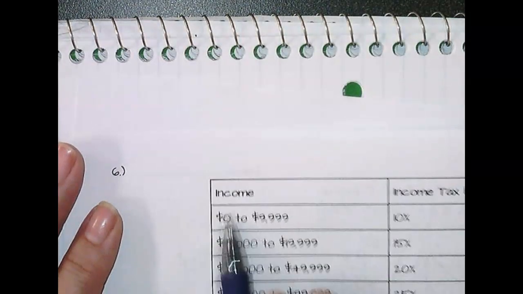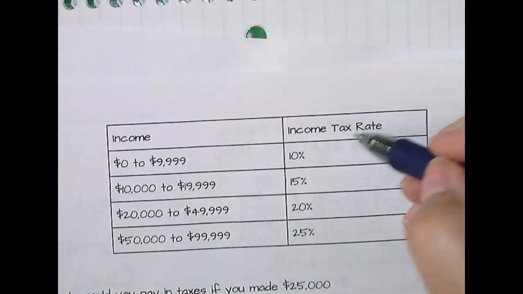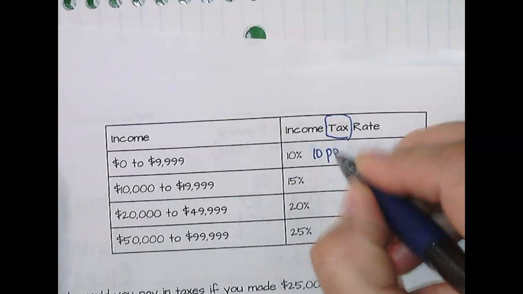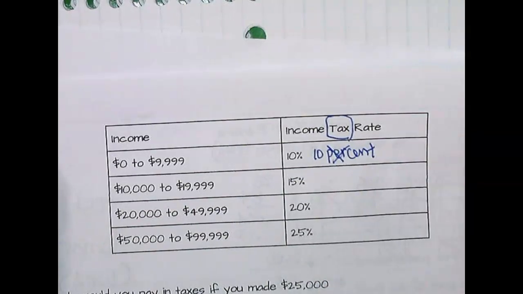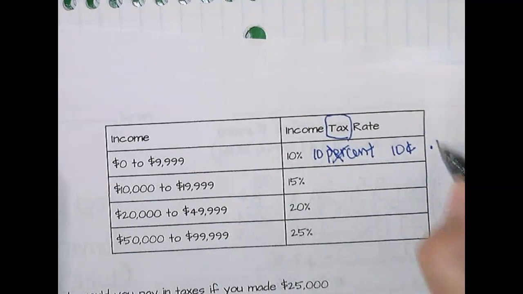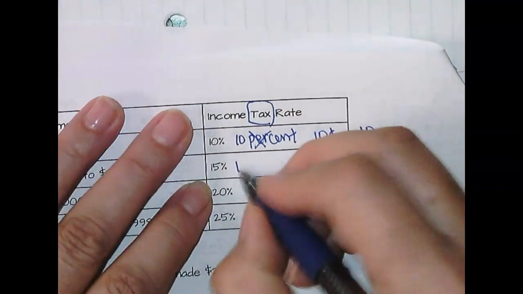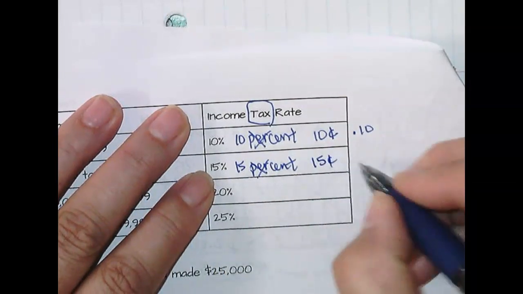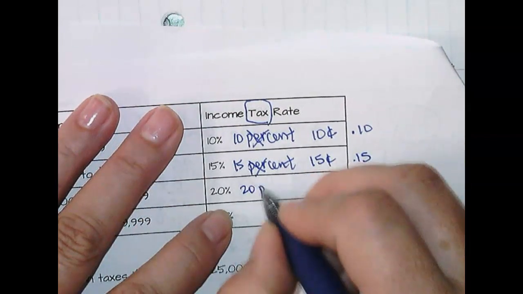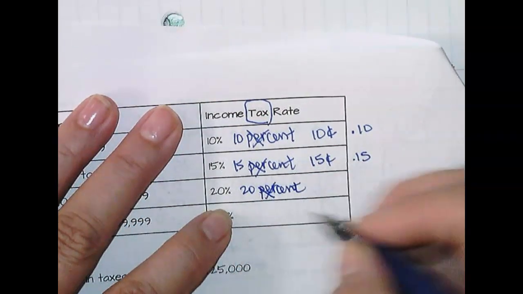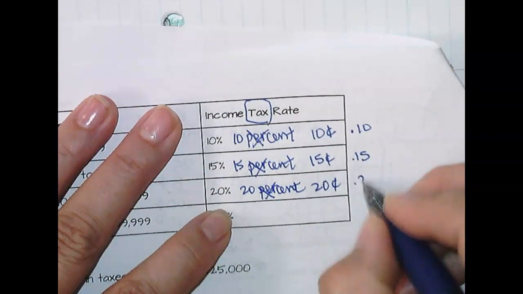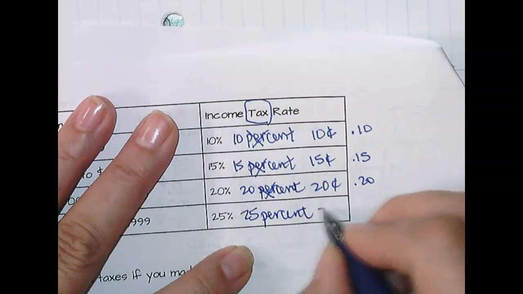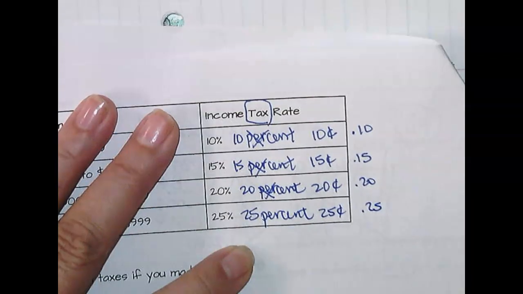Question 6, talking about income and income tax rate. So I'm going to just grab that word. Isn't 10% cut per... wouldn't that be 10 cents? Isn't that 0.10? And wouldn't 15% be 15 cents, which is 0.15? And wouldn't 20% be 20 cents, 0.20? And wouldn't 25% be 25 cents, or 0.25? Making sure we're in the same boat.